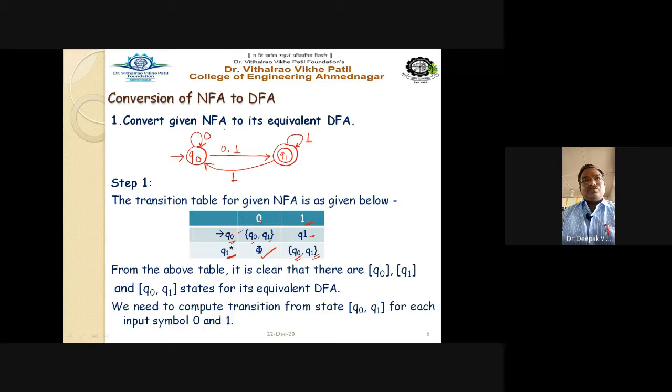So the NFA is given in the transition diagram, and we need to convert this NFA into the transition table. So first we have to write down the transition table for the given NFA. This is the first step, right? And here you can write, Q1 is marked with a star, that's because it is nothing but your final state. Q1 is marked with a star in the transition table because it is a final state.